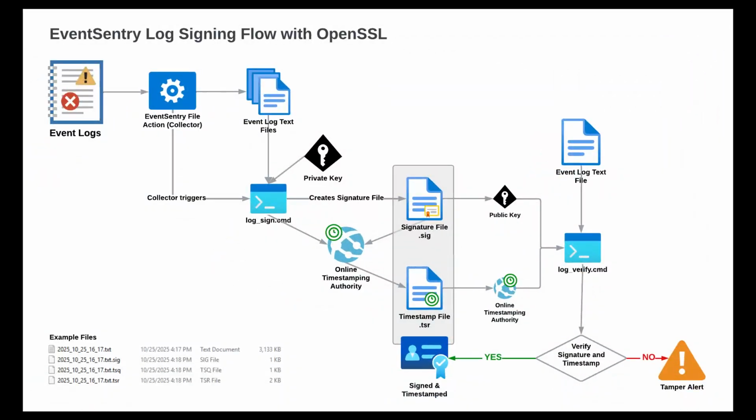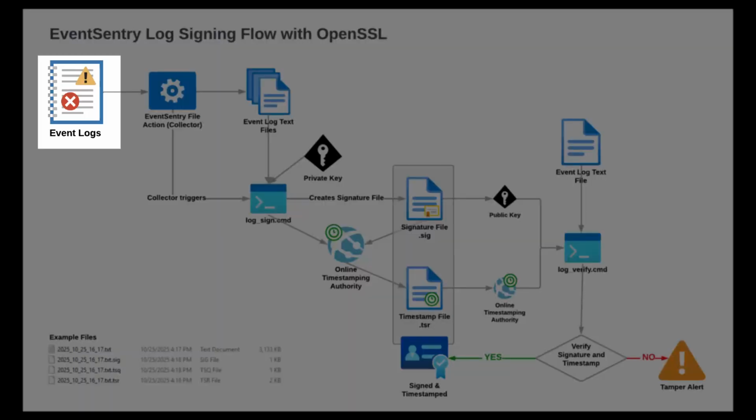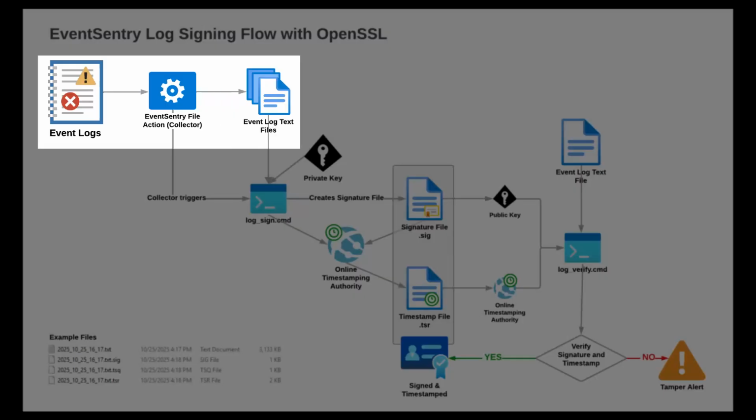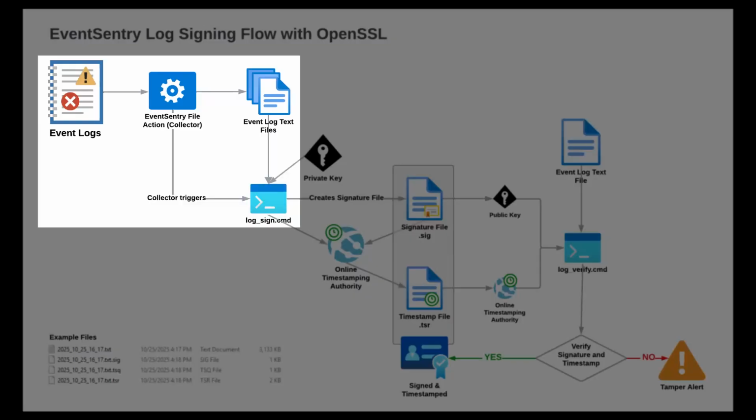Let's take a quick look at the flow of log signing, how this works in EventSentry. So on the top left, we see the event logs. So those are being sent to the collector, to the file action in the collector, which in turn creates the event log text files that contain that event log data. Once the file is complete, the collector triggers the log sign CMD.